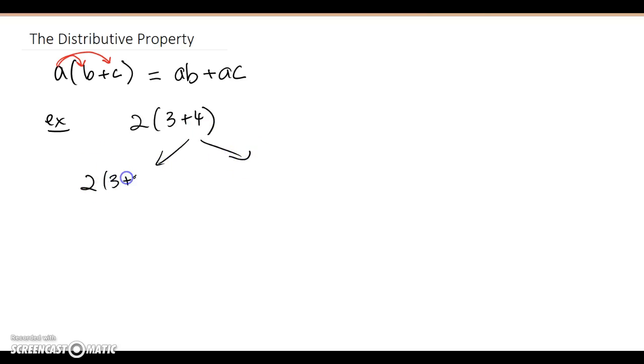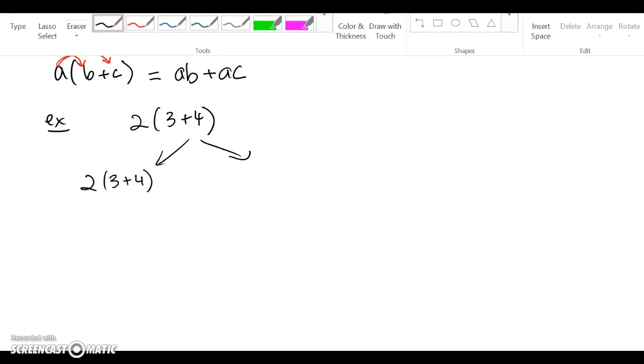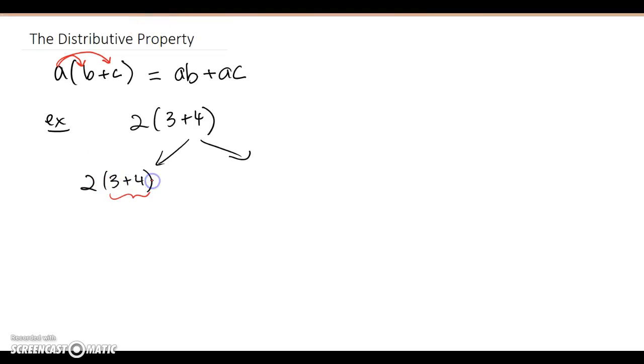We're going to look at it two ways. If I focus on the parentheses first and add those items, I'm going to get 2 times 3 plus 4 is 7, which ultimately gives me 2 times 7, which is 14.